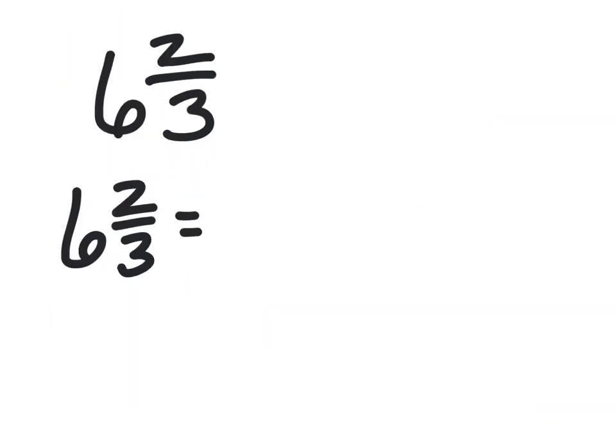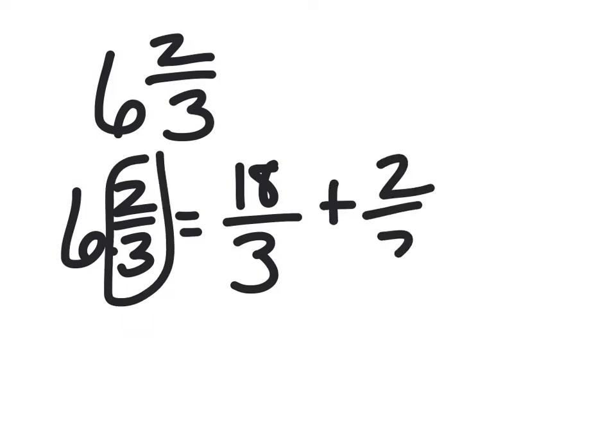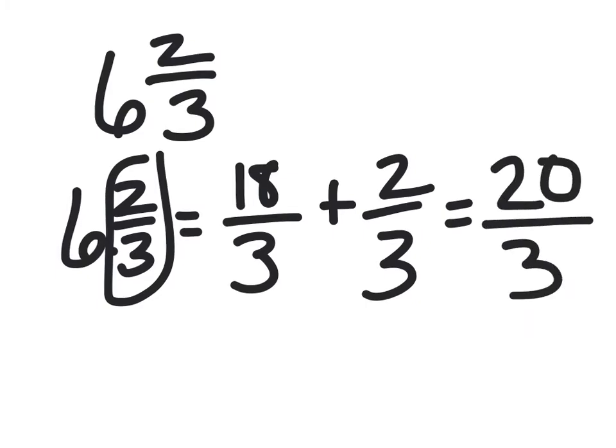All right, I'm going to give you the explanation of how to change a mixed number into an improper fraction. So if I have 6 2/3, in a sense I have 6 wholes, and a whole in thirds would be 3. So 3 times 6 is 18/3. And then you have to add it to the fraction part, so 2/3. That's going to give me 20/3. That is the improper fraction for 6 2/3.